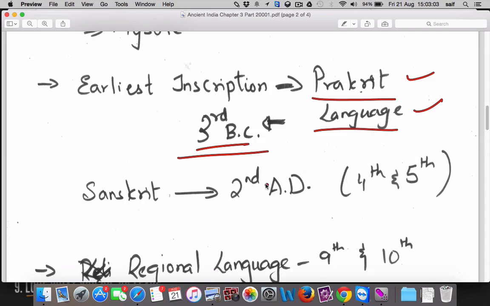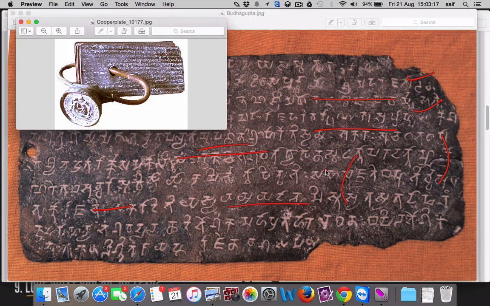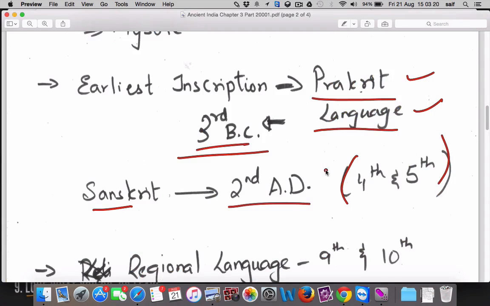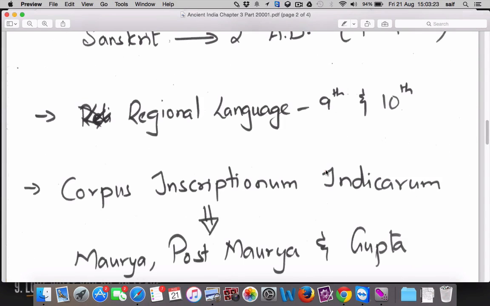But slowly, in later years, the Sanskrit language became more powerful and expanded in the 2nd century AD, and it continued till the 4th and 5th centuries. But the Prakrit language was also there at that time. And the inscriptions written in Prakrit in the 9th and 10th centuries were made into a regional language, because it spread all over India, and the inscriptions were written in the language of the local people, the regional language.